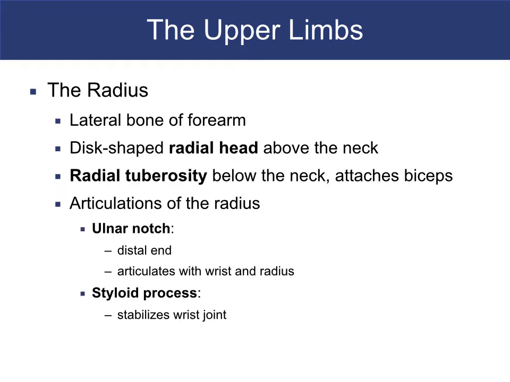The radius is the lateral bone of the forearm, as shown here. It has that disc-shaped radial head just above the neck. This is called the neck of the radius right here. And the radial tuberosity is just below that. It's right here. And you probably wonder, well, why is there that bulge there on the radius? Well, that bulge is going to fit right there. And what do you think might be attached to it?